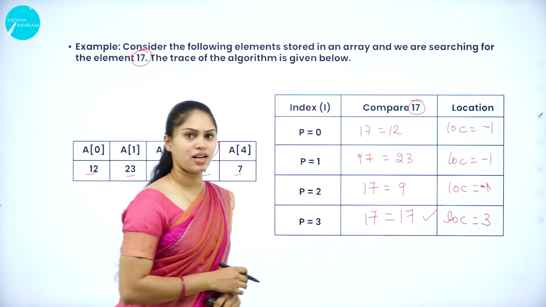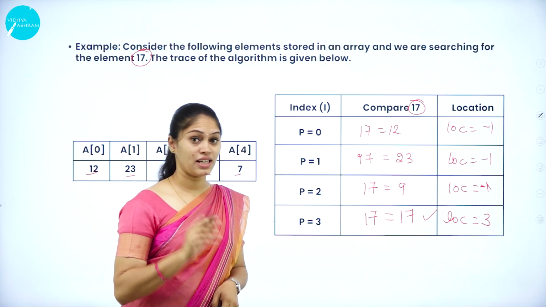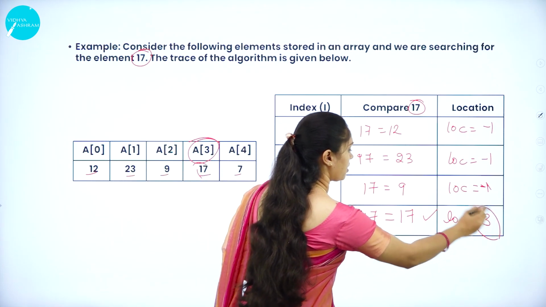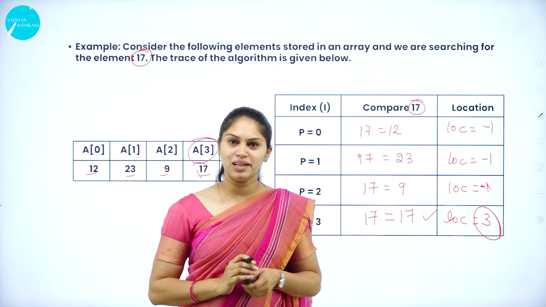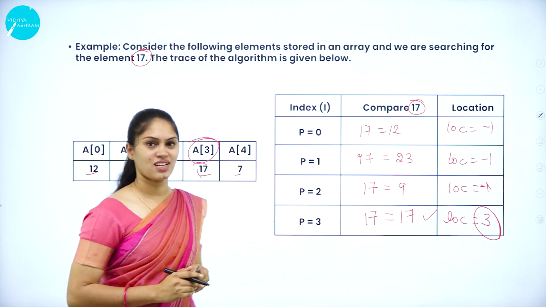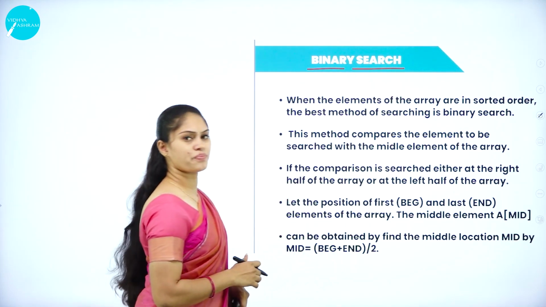So what did we get to know from this? The element 17 is found at the location called 3. So we found an element. That means we have searched an element. This is regarding linear search. Next we'll see the next method, that is binary search.